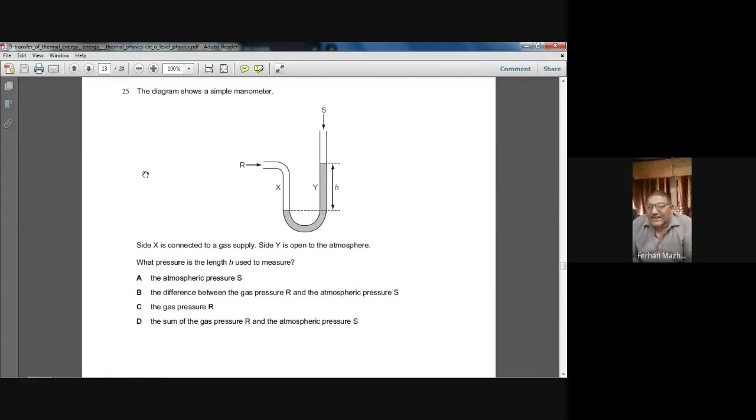What pressure is the length H used to represent? This tells you the difference between the pressure of the gas and the atmospheric pressure. Okay. What's the option? B, sir. It tells you the difference between the gas pressure and the atmospheric pressure. B is the right option.